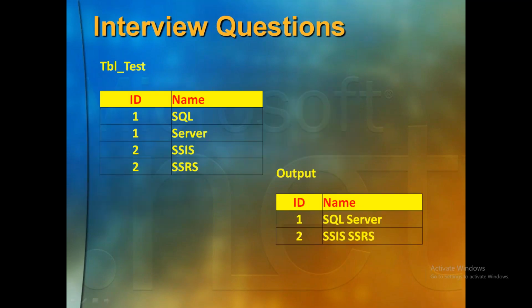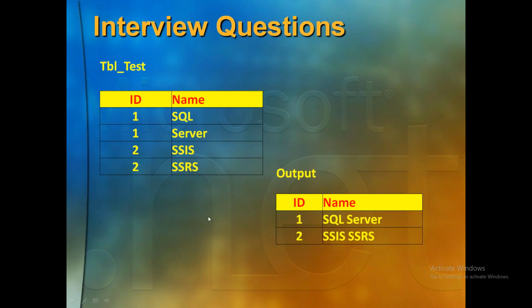Clear? Thank you guys. And I think there is one more interview question. I have SQL and Server, I have SSIS and SSRS. When the ID is the same, I want to get data like this: SQL and Server, and I should get one row; and for 2, SSIS and SSRS, I should be able to get in one row. These are multiple rows that have to be grouped together, and I should be able to get them into one row, based on this number. Clear? The table name is called table tests. This is also one more interview question asked recently.